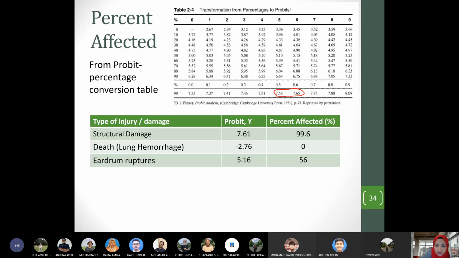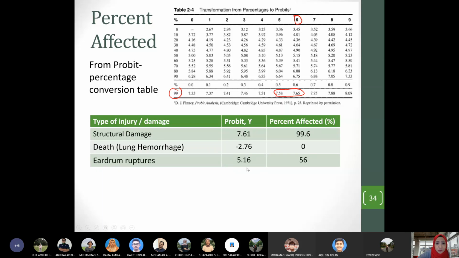7.61. So therefore, the percent affected is 99.6%. For death due to lung hemorrhage, it is a negative value, since the smallest value is 2.67 and there is no negative value. That means that nobody will die from lung hemorrhage. Okay, so 0% will be affected.